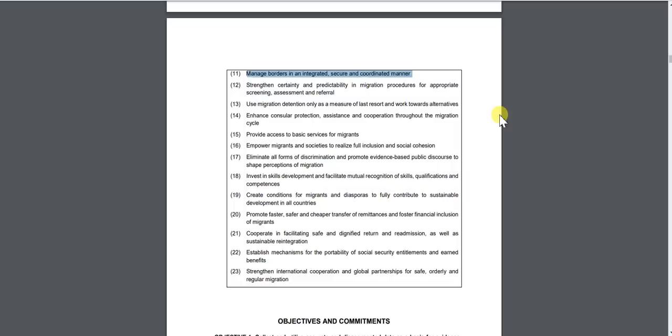Number 21, cooperate and facilitate safe and dignified return and readmission, as well as sustainable reintegration. Number 22, establish mechanisms for the portability of social security entitlements and earned benefits. Number 23, strengthen international cooperation and global partnership for safe, orderly, and regular migration.